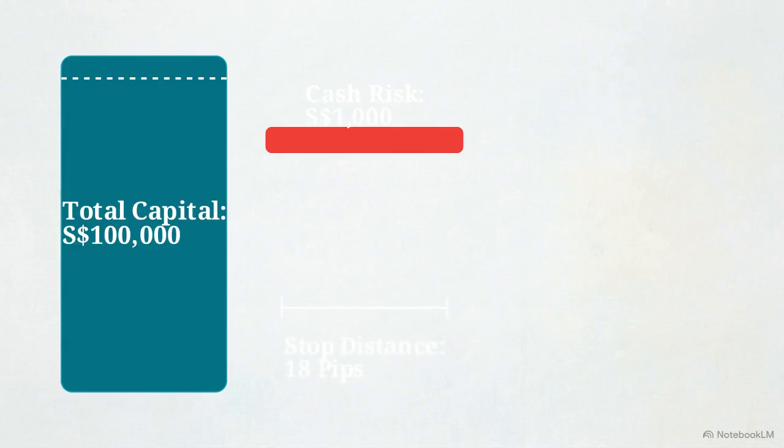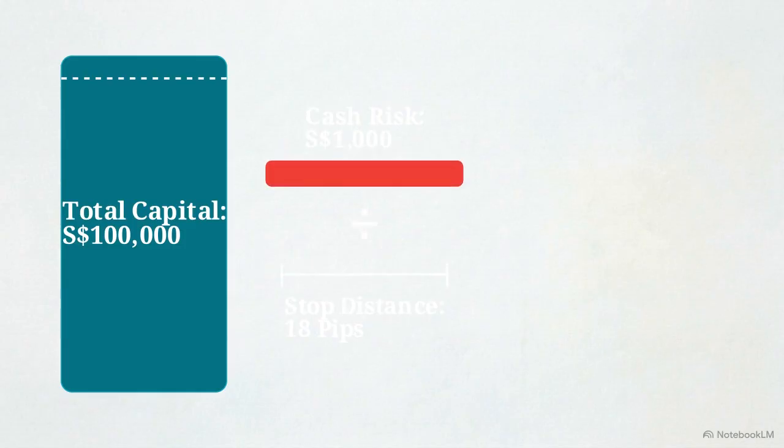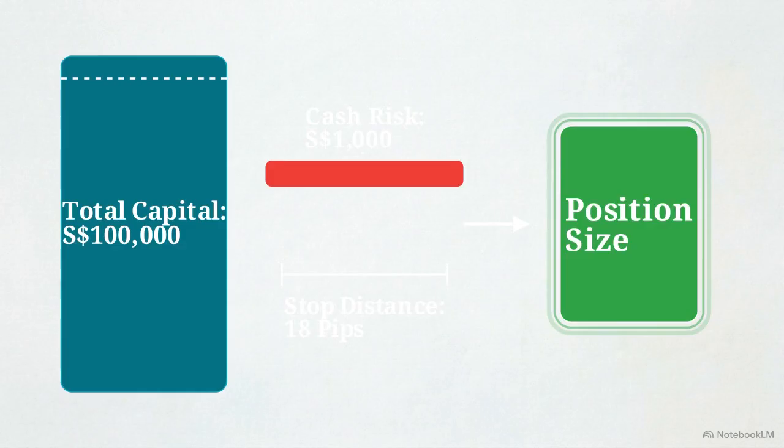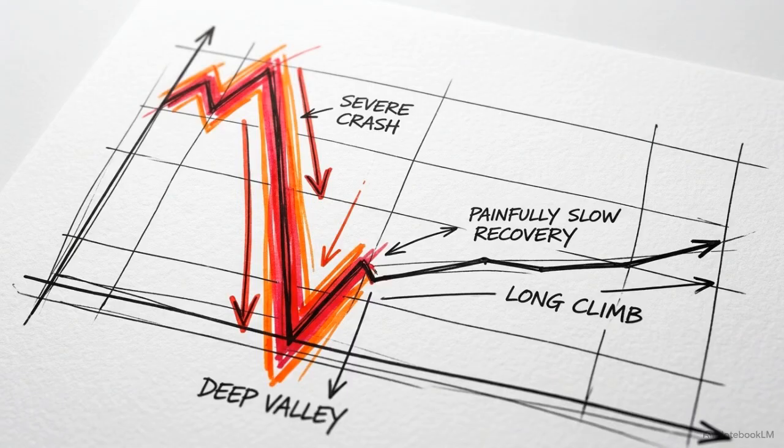Now you tie the two concepts together. You divide your maximum cash risk of $1,000 by your volatility stop distance of 18 pips. The result dictates your exact position size. Here is a summary of these rules to keep on hand. First, respect the steep math of drawdowns. A 50% loss requires a 100% gain.